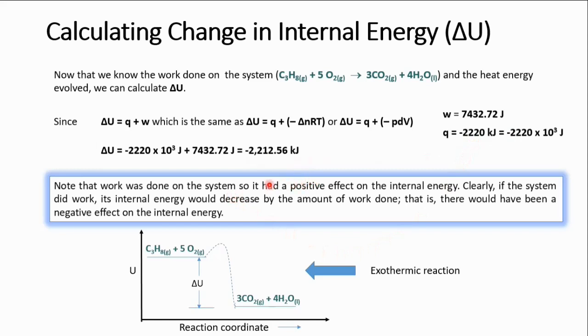What that tells us is that when work is done on the system, the internal energy increases. Alright? So, because work was done on the system, here's the work that was done on the system. It is 7,432.72 joules. Because work was done on the system, there's an increase in the internal energy. In other words, it had a positive effect on the internal energy. Alright? Okay.